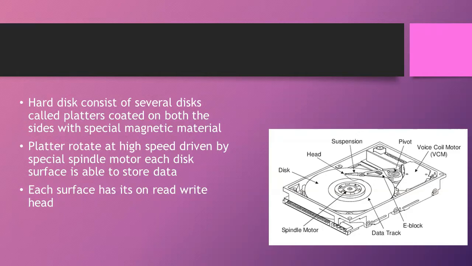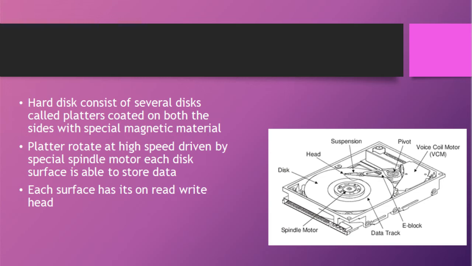Each disk surface is able to store data. Each surface has its own read-write head. The hard disk drive is the main and usually largest data storage hardware device in a computer. Operating system, software titles, and most other files are stored in the hard disk drive.